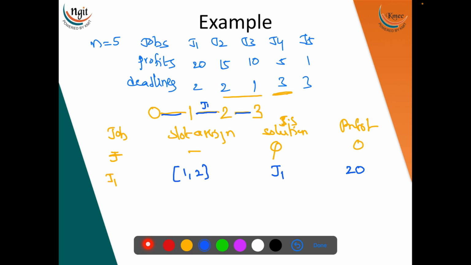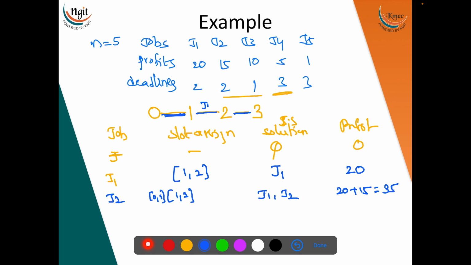Now next, this slot is empty. I can use this slot for the other job, that is J2. Already 1 comma 2 is taken, so I take the empty slot before it, 0 comma 1. Now the job sequence is J1 comma J2. The profit is 20 plus 15, which is 35. After J2, I still have one more slot to accommodate.